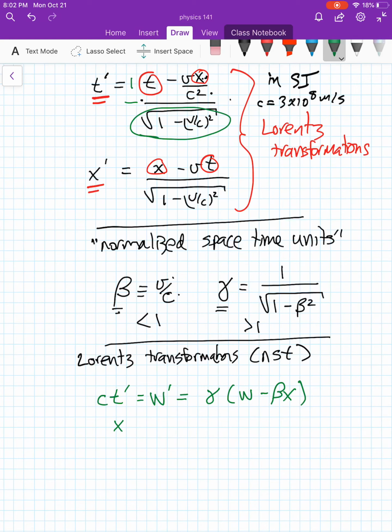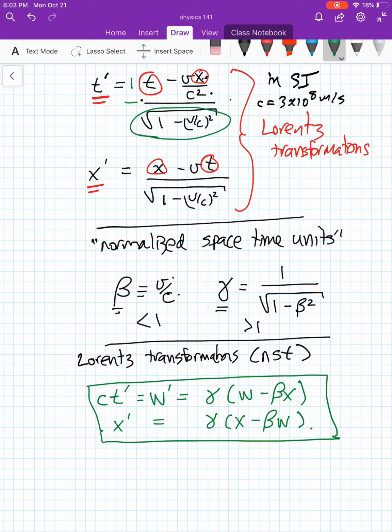Then we can ask what is the equivalent for x prime, and in these units x prime is equal to gamma times x minus beta w. Now I'll let you confirm that if you substitute those in, that's what you get. This is probably the easiest way to write the Lorentz transformations, especially if you have v over c. When you write it this way, you shouldn't write out c explicitly. I'll show you what I mean by an example.